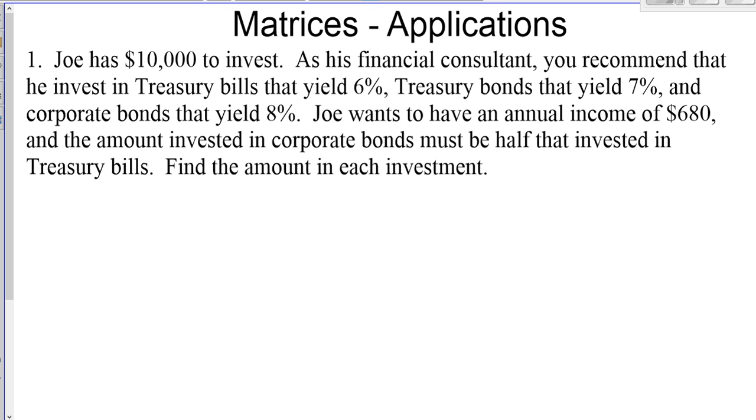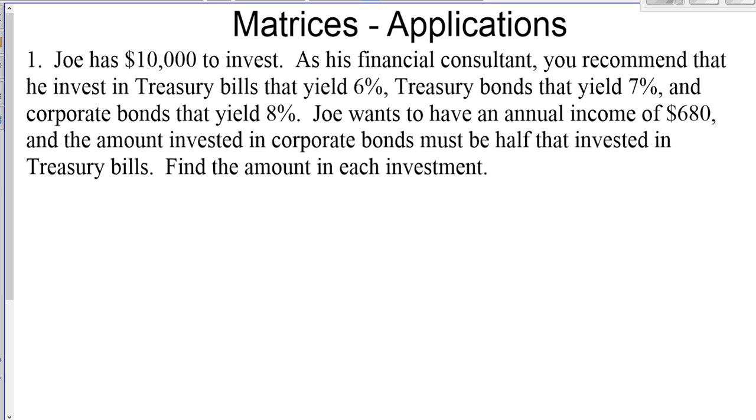All right, mathletes, here's matrices application. So what we're going to do is solve systems of equations with three variables, using matrices to help us do that, and using reduced row echelon form, also known as the Gaussian method, to do so.